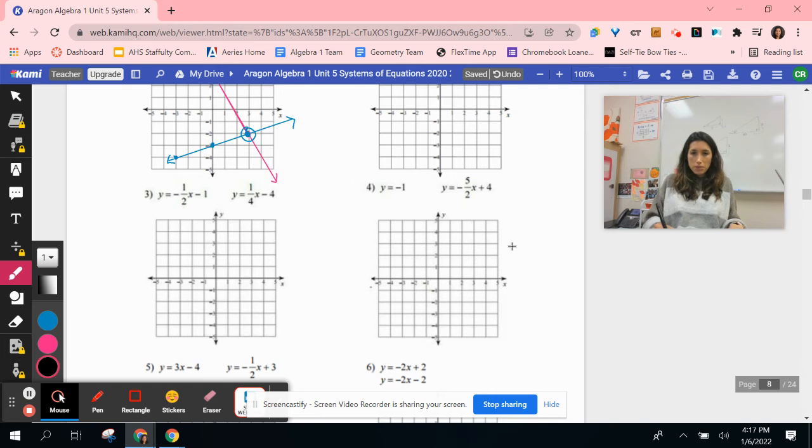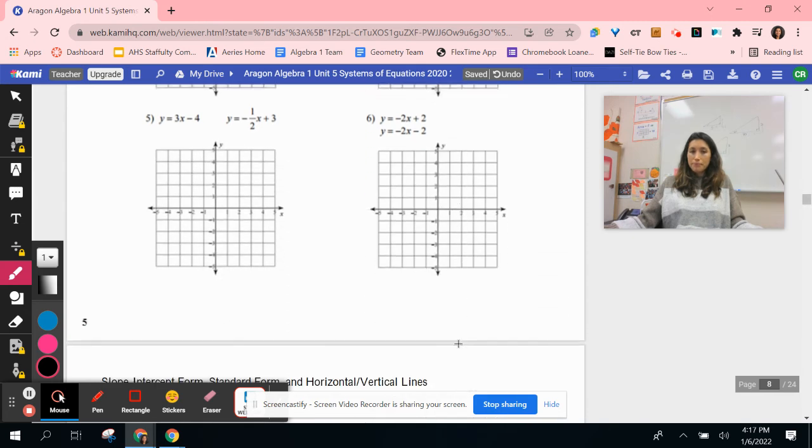Remember that for something like this, we've got y equals, this is almost like saying y equals 0x minus 1. So the steepness of this line is 0, right? That's a horizontal line. And then based on our toolkit, if we have lines that never intersect each other, we will not have a solution. We call that no solution.